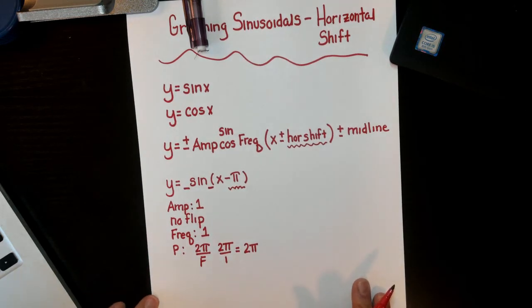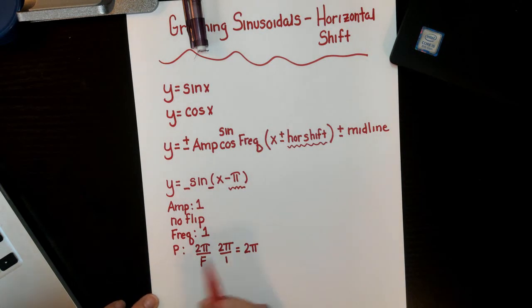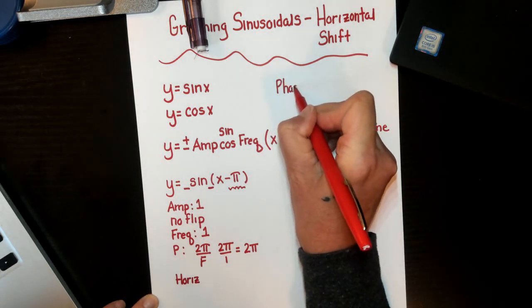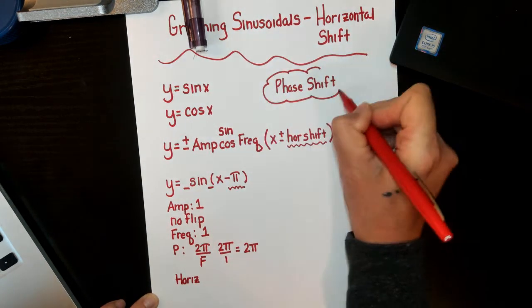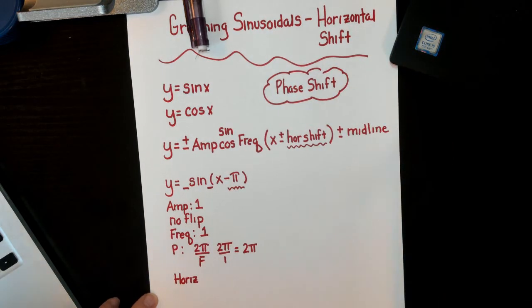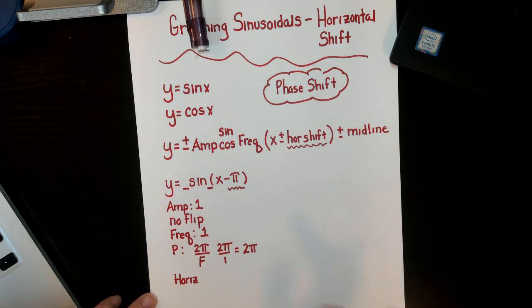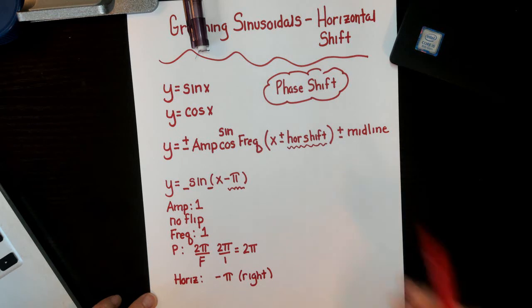And then the new part. We are going to call this our horizontal shift. It's also called a phase shift. So if you see that word, it means the same thing, phase shift. I like to call it a horizontal shift because you are actually moving left and right. So our horizontal shift is a minus pi, which means to the right. If it was a plus, it would mean to the left.